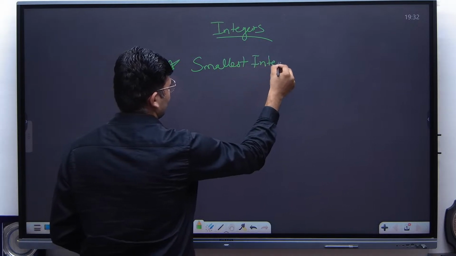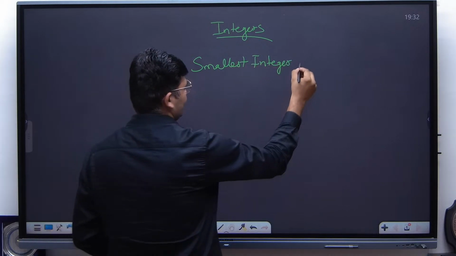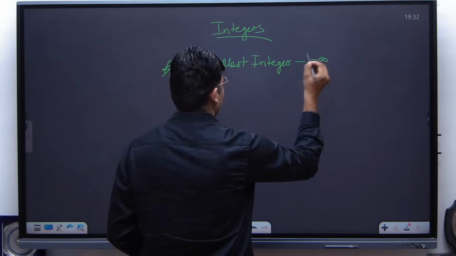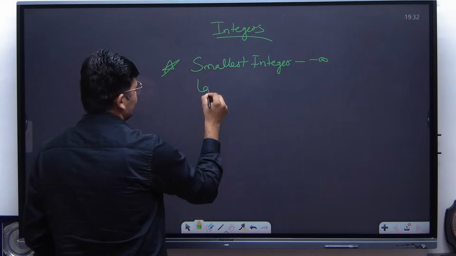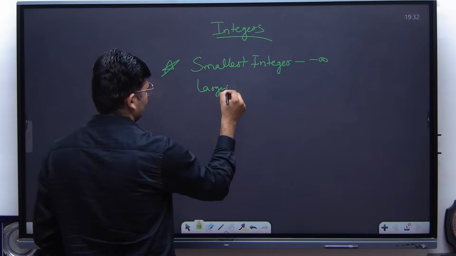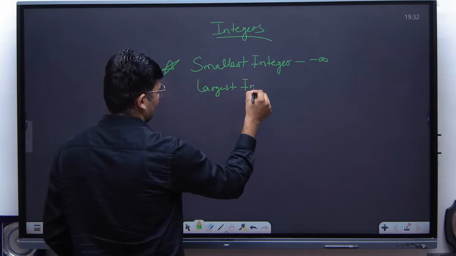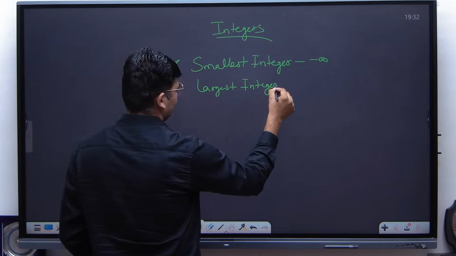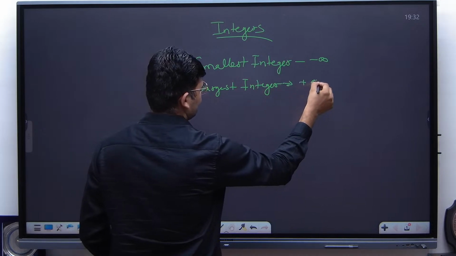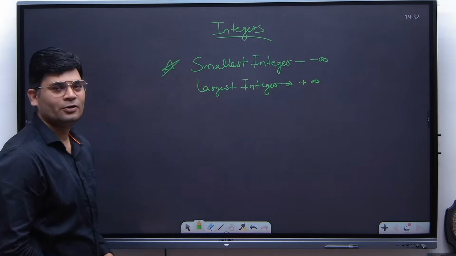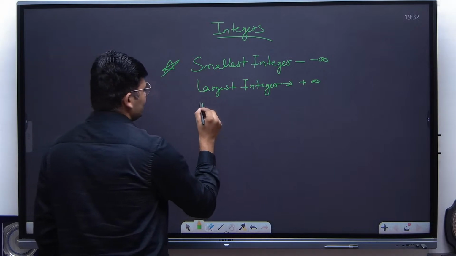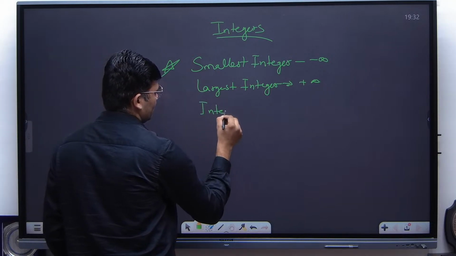Minus infinity. Wonderful. It is negative infinity. What is the largest integer? Infinity. It is plus infinity. Okay, if I ask you what is the integer with no sign?